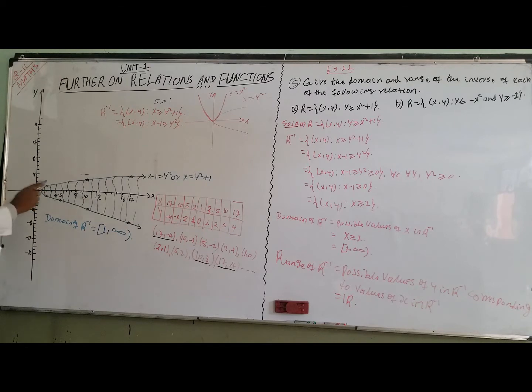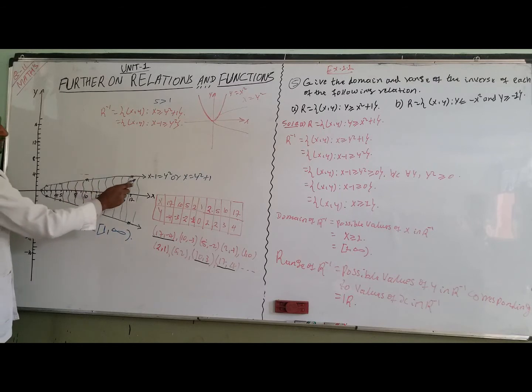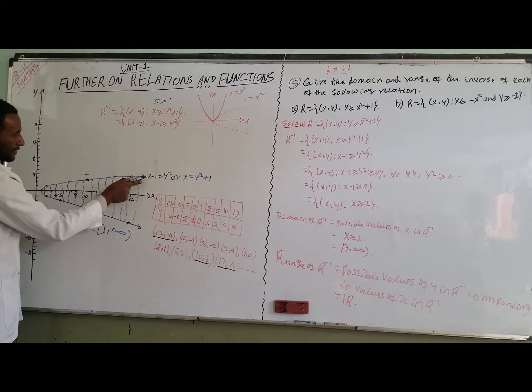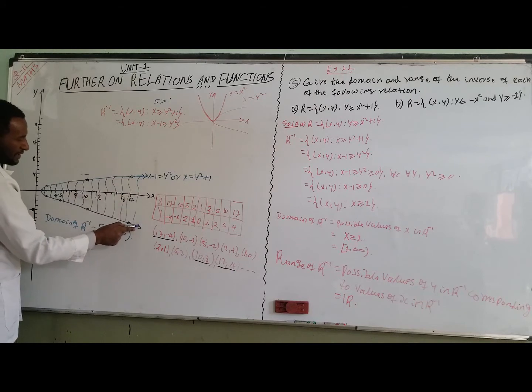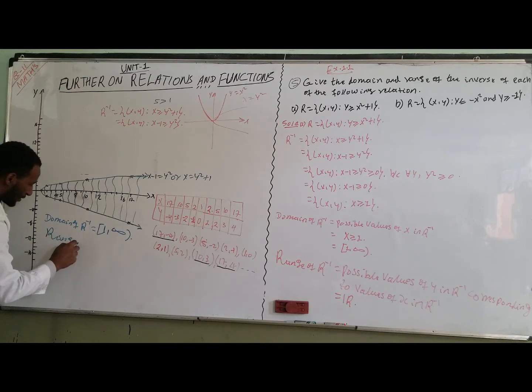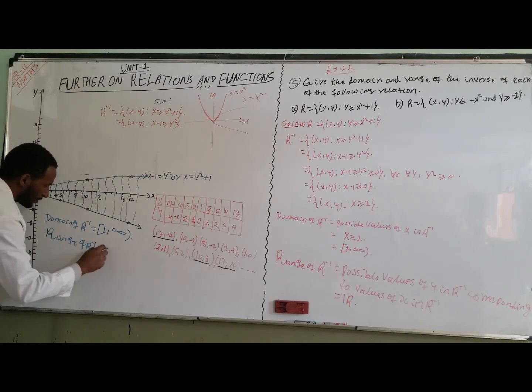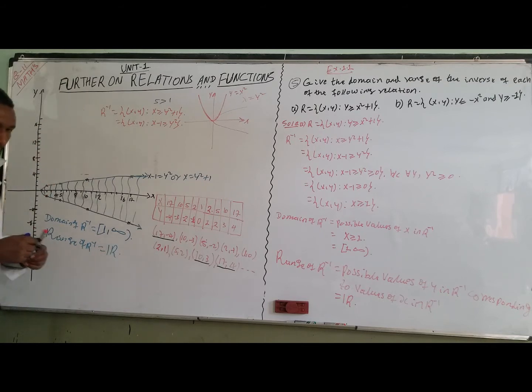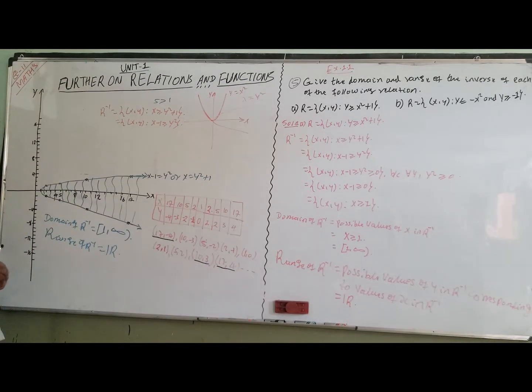When we find the range, we have to check by the horizontal line test. The horizontal line test can get this region. This region goes up, and this goes downward. Therefore, any horizontal line we take can get this region. Therefore, the range of R inverse is all real numbers.